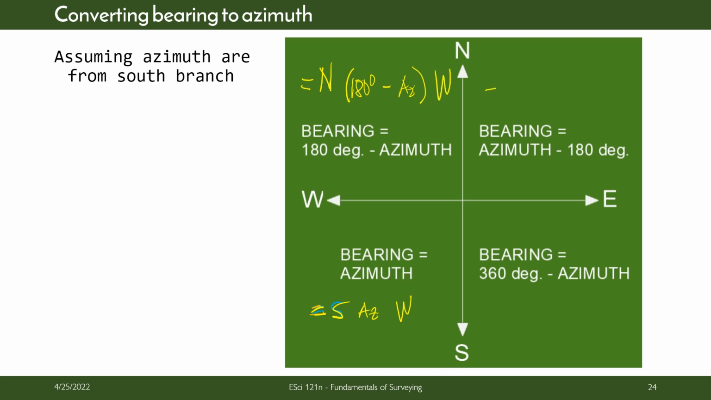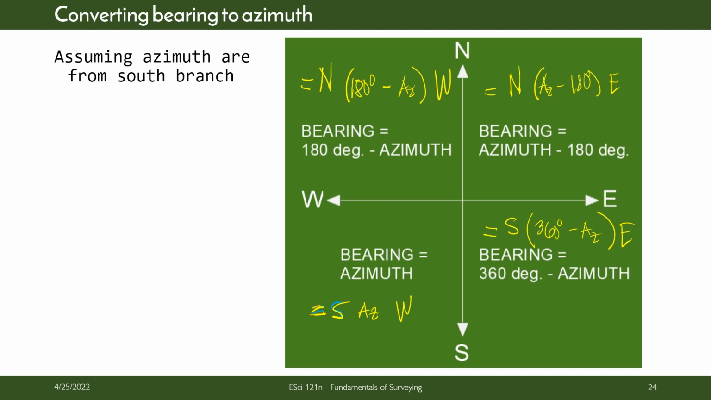Then here, your bearing is north, then the azimuth minus 180 degrees, east. Take note of the equations, right? Then here, the bearing is south, then 360 degrees minus your azimuth, east. So that's how we convert, no?